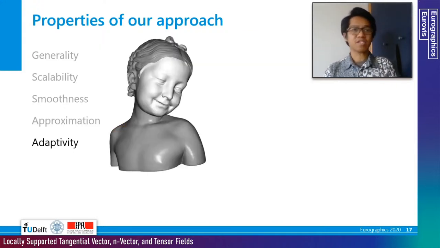The fifth property is adaptivity. It is very simple to make this method adaptive. What we need to do is to change the metric that we use for sampling and region growing.